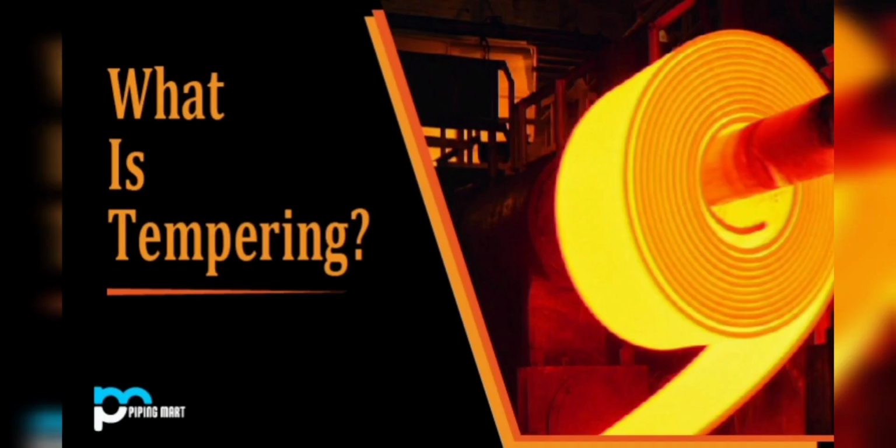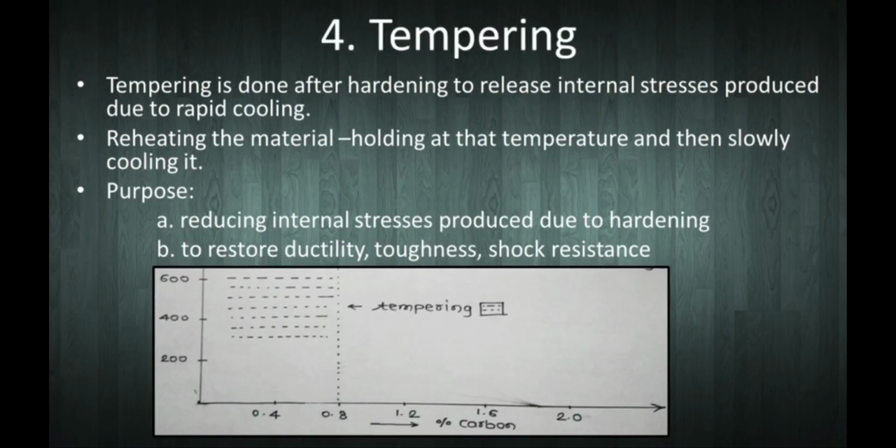Now we'll see what tempering is. Now that we know hardening, we should know what tempering is. Tempering is done after hardening to release internal stresses produced due to rapid cooling by quenching. Then reheating the material, holding at that temperature and then slowly cooling it.